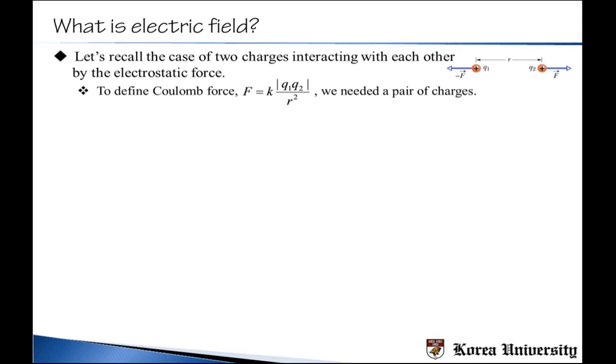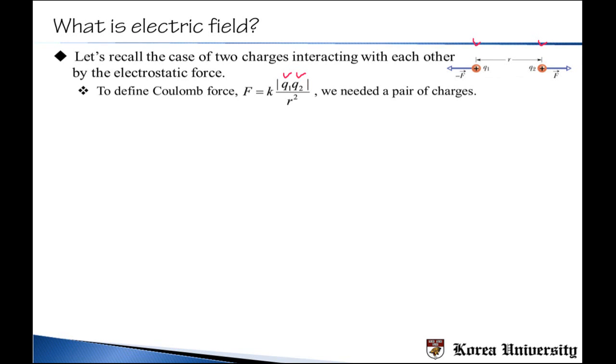So what is electric field? In order to discuss what electric field is, let's recall the case of two charges interacting with each other by the electrostatic force. We have already studied this in the last lecture. Take a look at the figure on the right-hand side. Here we have two positive charges interacting with each other, and they are repelling, so the arrows are pointing away from each other. We have learned that in order to define the Coulomb force, we needed a pair of charges, for example, Q1 and Q2.